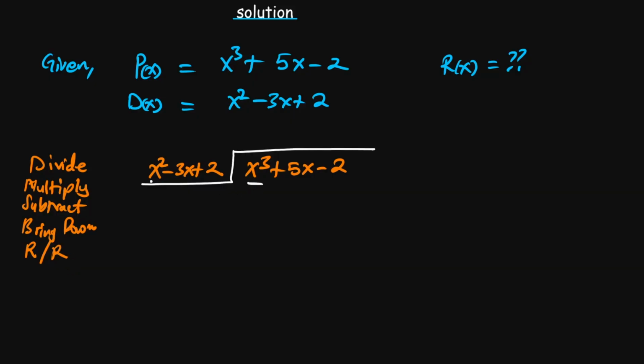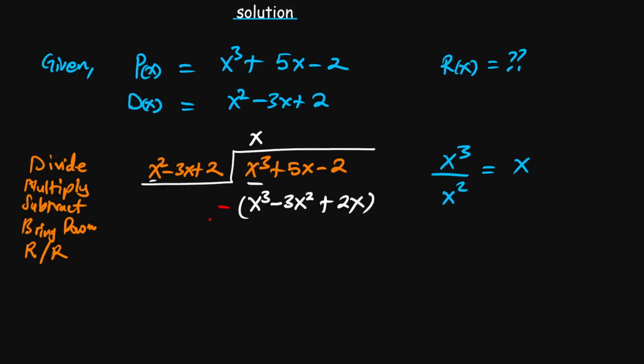Is the power of this greater or equal to the power of this? Yes. So we will have x cubed divided by the term in this, x squared, and we will subtract the indices, which is 3 minus 2. So we will write x in the quotient, then we proceed to multiplication. x times x squared, what do we get? x cubed. And x times negative 3x, we get minus 3x squared. Then x times 2, we get plus 2x.